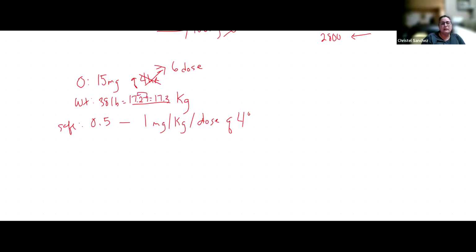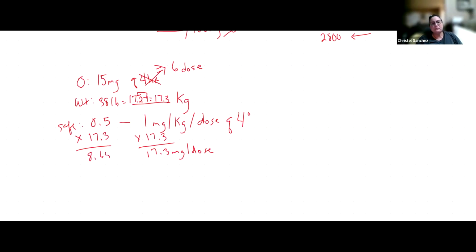So now that I have my kilograms, to find out my safe range, I have to multiply both of these by 17.3. So this one, multiplying it times 1, is going to be 17.3 milligrams per dose. And then this one is going to be 0.5 times 17.3, and we get 8.65.